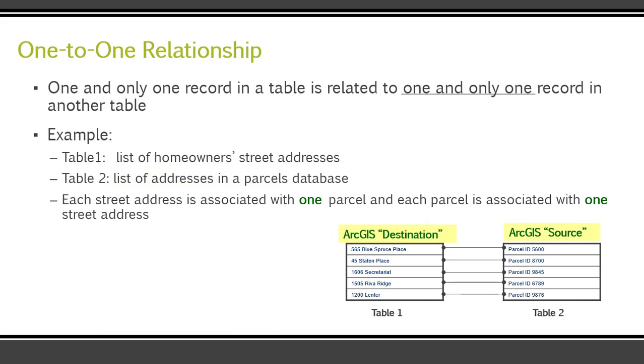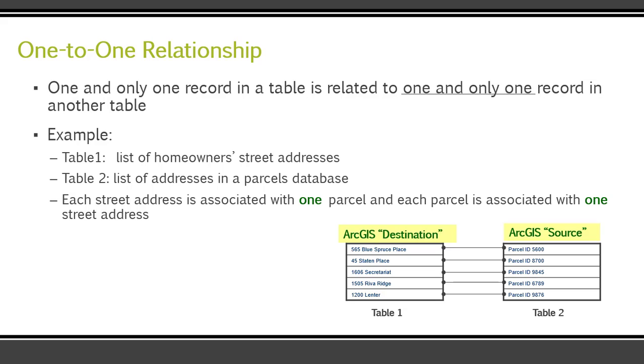So we're going to start off with the most simple database relationship that you could have, which is the one-to-one relationship. And this is where one and only one record in a table is related to one and only one record in another table. So our example here is that we have a list of homeowners' street addresses and a list of addresses in a parcel database. So we know that in the United States, the convention is only one address should ever be associated with one parcel.